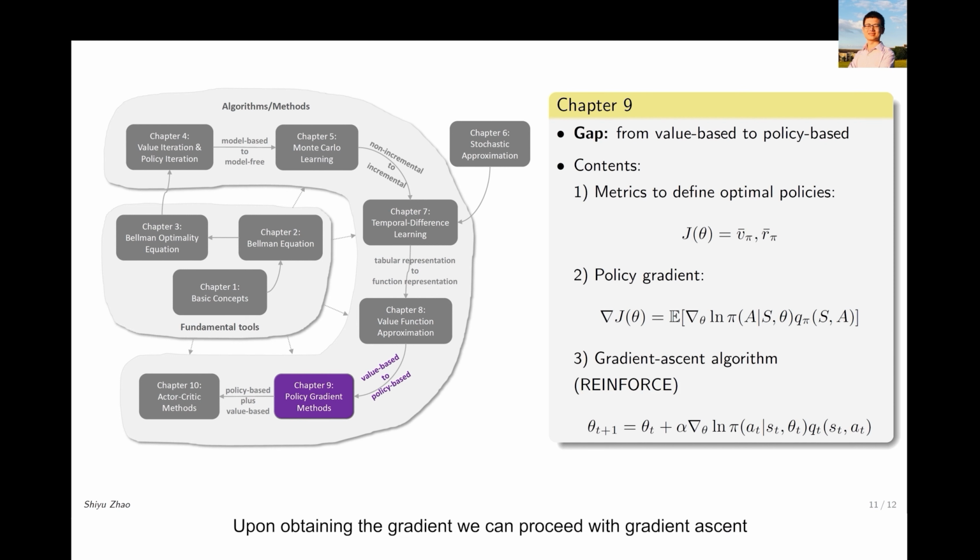Upon obtaining the gradient, we can proceed with gradient ascent, aiming to maximize the objective function. At this point, we introduce an algorithm named reinforce, a classic algorithm of policy gradient.